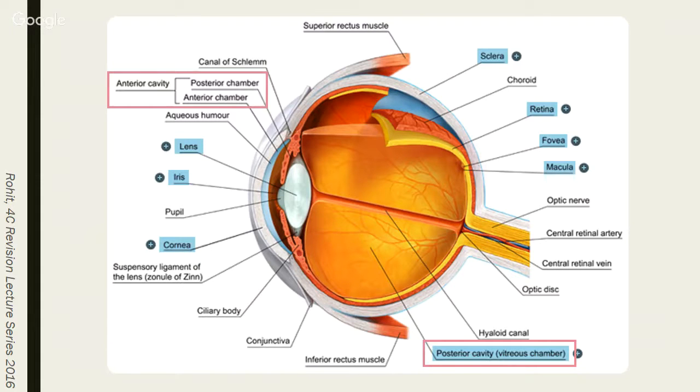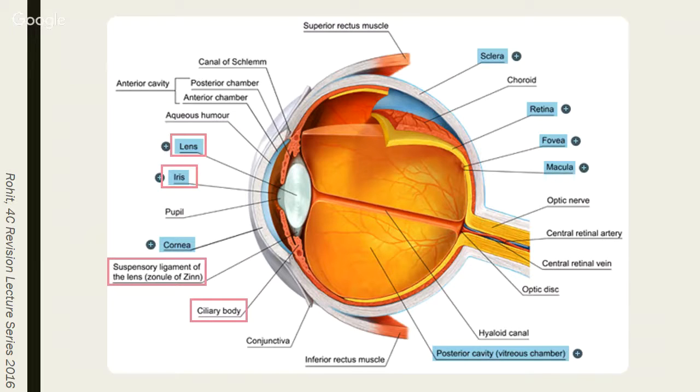So speaking about that, we have two cavities, all right, in the eye, but we have three chambers. That's worth knowing. A lot of people think we have two chambers, but we have three chambers. The anterior cavity is divided into the anterior and posterior chamber, depending on where it is according to the lens. And then you have the vitreous chamber, which is the posterior cavity. And they're filled with aqueous and vitreous humor, respectively, okay?